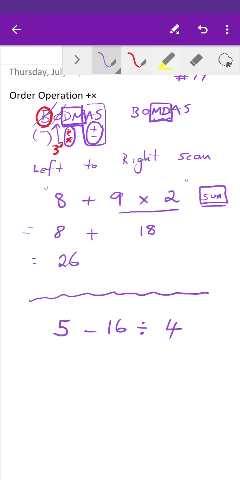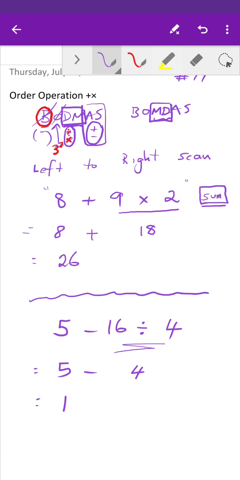Now there's no brackets. We scan it left to right. There's no brackets. There's no powers. Left to right, there is a division. And so we do this before the minus. So we're going to be going 5 minus 16 divided by 4 is 4. Now we go 5 minus 4 equals 1.